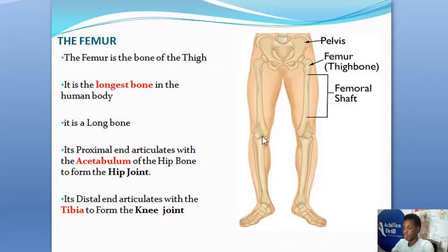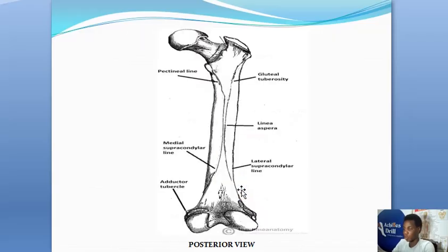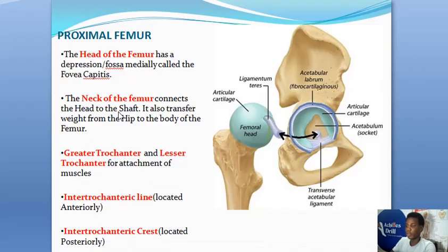And here is a picture showing the anterior view of the femur. We're looking at the femur from in front right here. The proximal part, everything right here is the proximal part, the shaft, and then the distal part. And here is a picture showing the posterior view of the femur. So we'll talk about the proximal femur and then the distal part of the femur individually now.